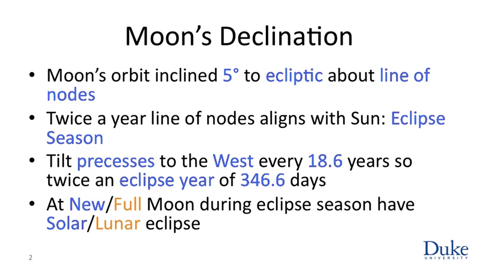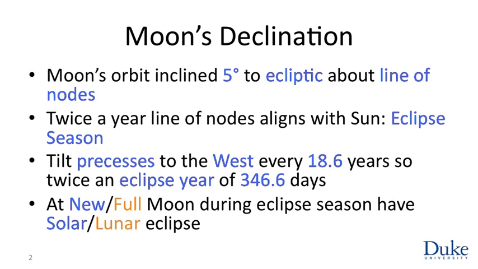And this should happen twice per year. In fact, like everything else that is tilted, the line of nodes wobbles. In other words, the tilt between the moon's orbit and the ecliptic is always 5 degrees, but its orientation wobbles, and as is the case with the Earth, it actually wobbles to the west because it is orbiting to the east. And so the tilt precesses to the west very slowly, once every 18.6 years or so. And this just means that the eclipse year, the year during which 2 eclipse seasons happen, is a little bit shorter than the full orbital year of the Earth, only 346.6 days.